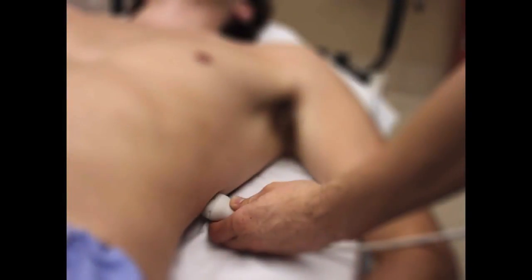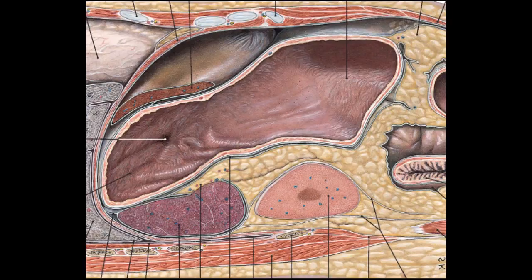The last part of the FAST exam involves looking at the left upper quadrant. The left upper quadrant is not a mirror image of the right upper quadrant. There's the spleen instead of the liver, and there are a lot of other changes in architecture. Basically, you have to look at a different area than you do with the right upper quadrant. When you're placing the probe on the patient, you want to put it in the posterior axillary line because the spleen's smaller. And this is the image that you want to look at.